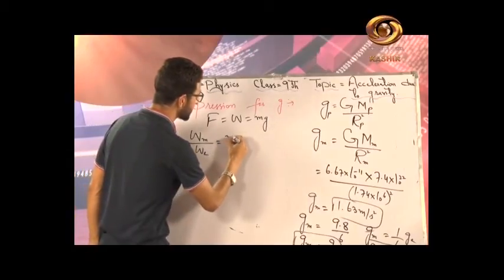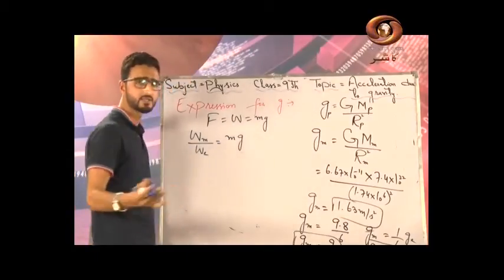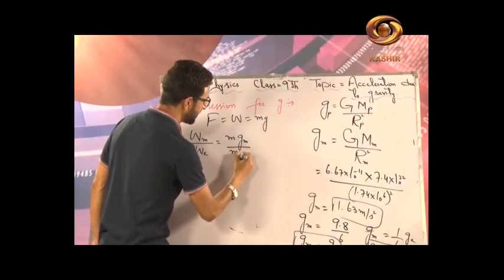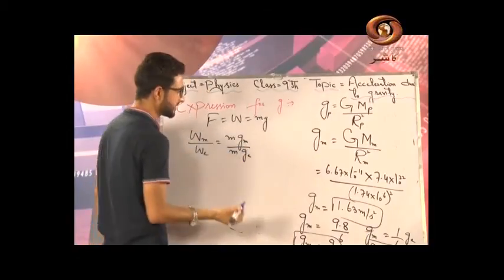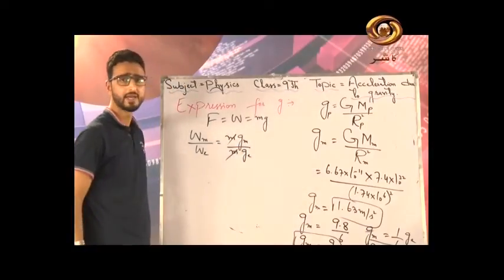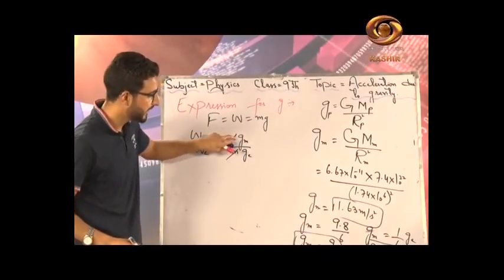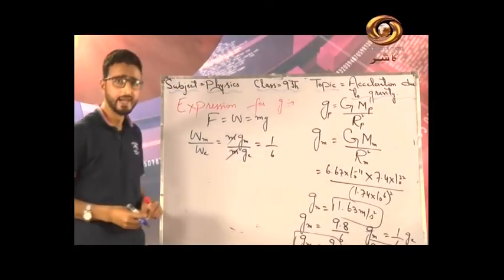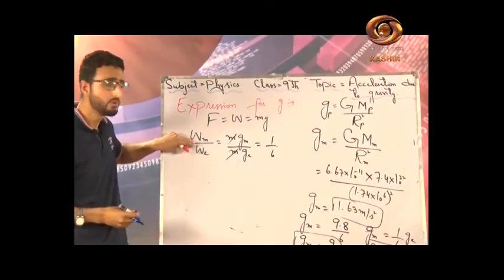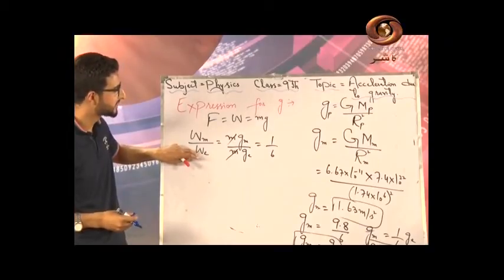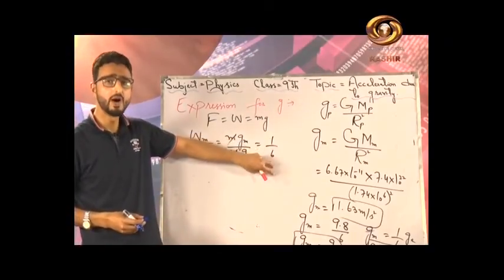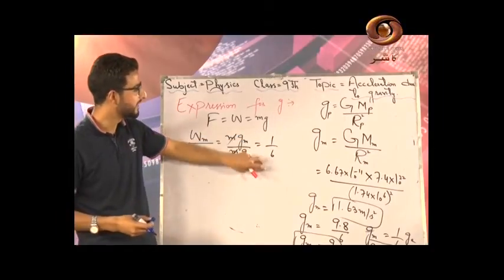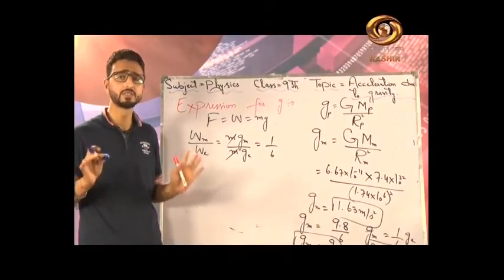So weight on the surface of the moon will be mass, and mass is constant throughout. So this is m into gm divided by m into ge. Since mass is constant, m and m will cancel. Just now I derived the relation gm by ge equal to 1 by 6, that is weight on the surface of the moon divided by weight on the surface of Earth. The ratio is 1 by 6, or you can simply say weight on the surface of the moon is 1 by 6 times the weight on the surface of Earth.